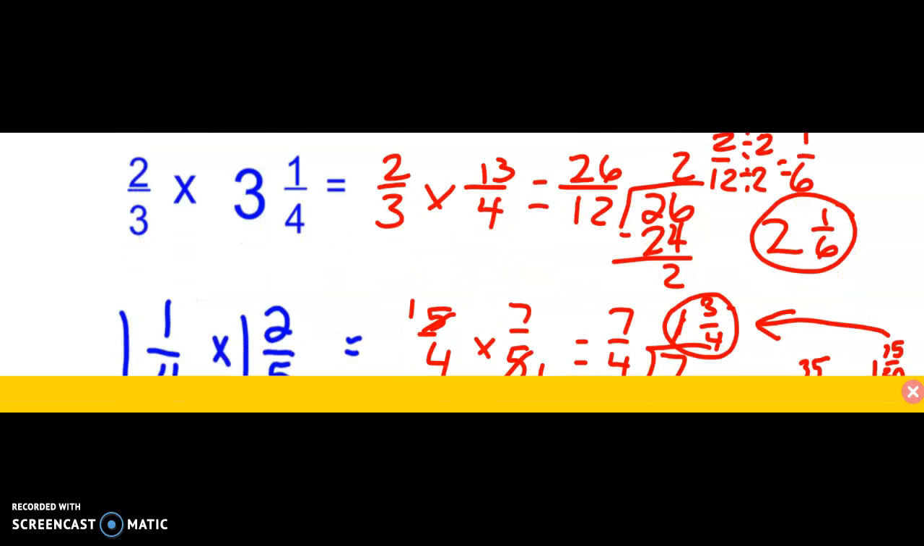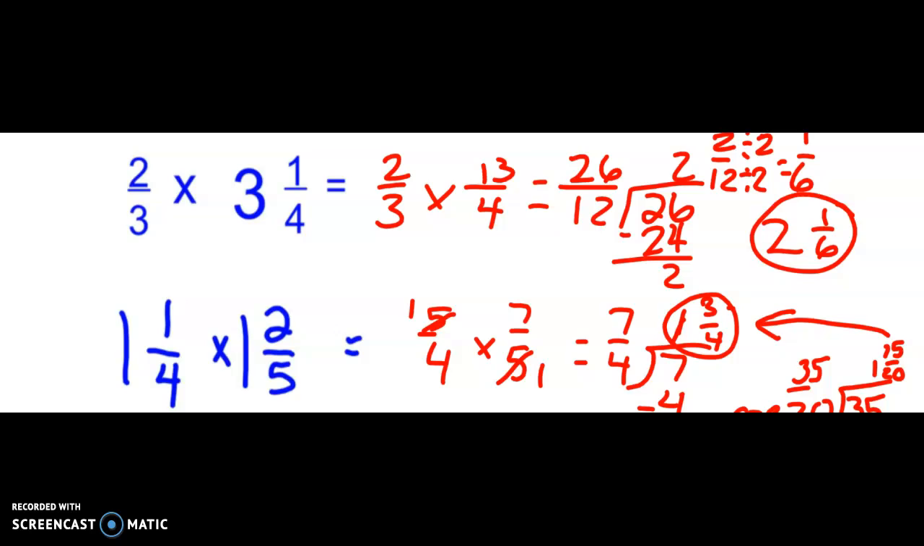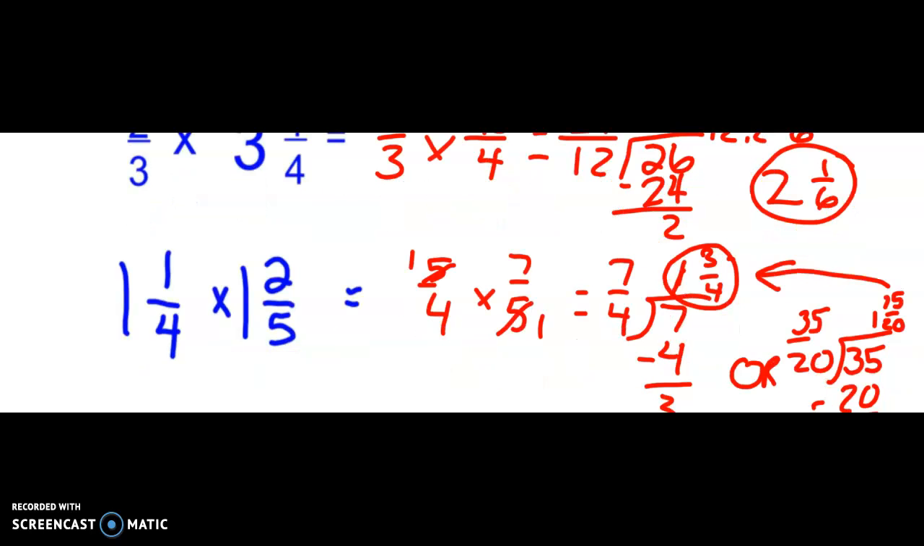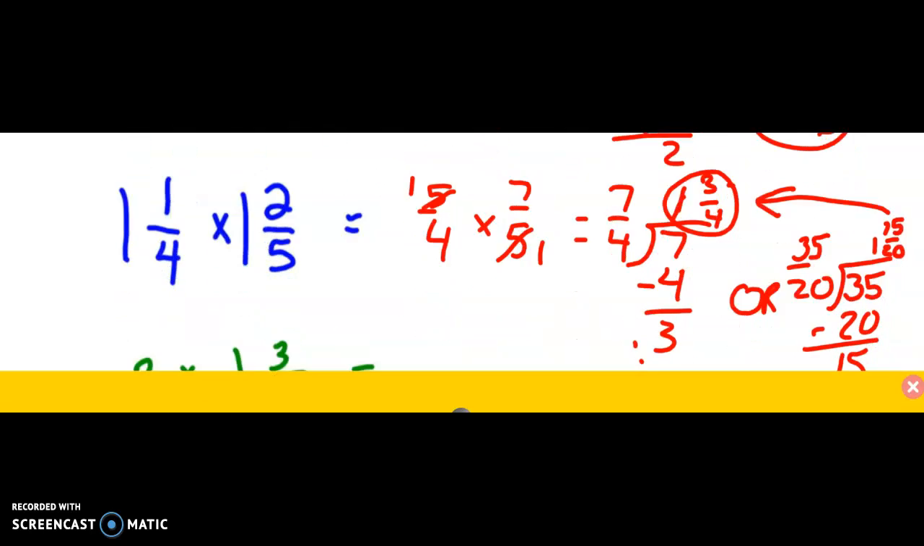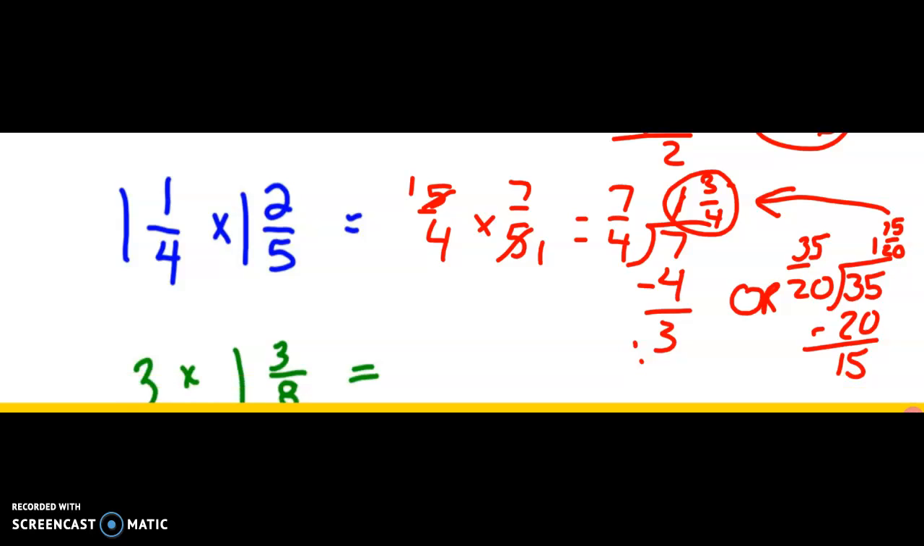Okay, guys, so your next question was 1 1/4 times 1 2/5. Okay, so I did this one two different ways. First, I changed it into an improper fraction. So 1 1/4 became 5/4, and 1 2/5 became 7/5. I cross-canceled or reduced the 5s and changed them right into 1s. So in doing that, I ended up with an answer of 7/4, which then I had to change to a mixed number, and I got 1 3/4.